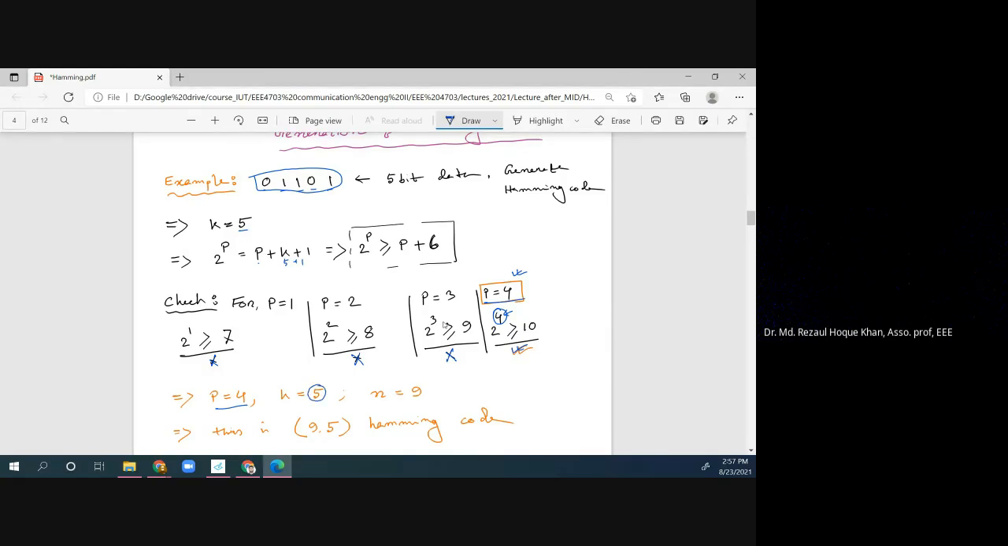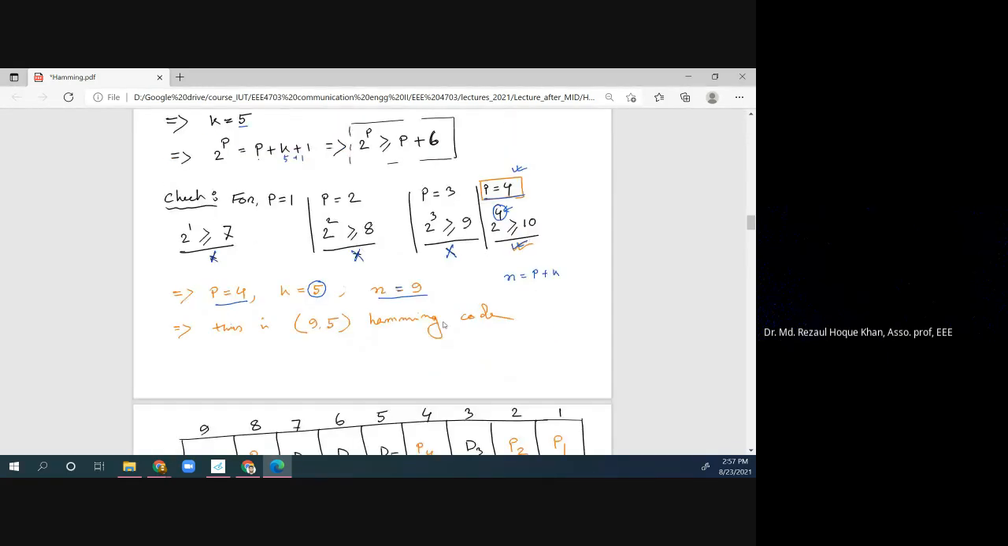What will be the n? N is the summation of both. The total code word is the parity bits plus your message bits, which is 5 plus 4 equal to 9 bits. You have a 9-bit total code word. So this is actually a (9, 5) Hamming code. 9 is the total, 5 is the message.